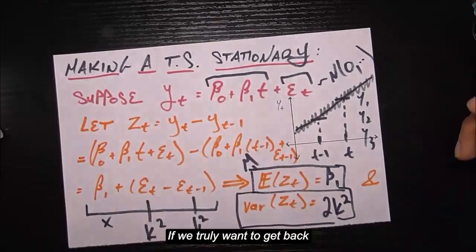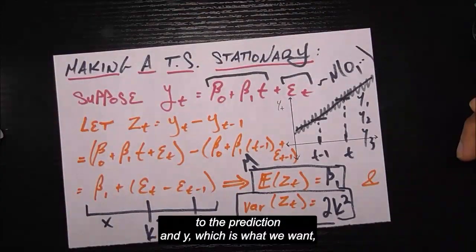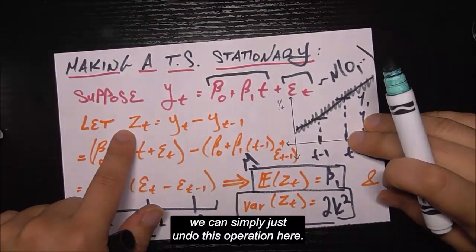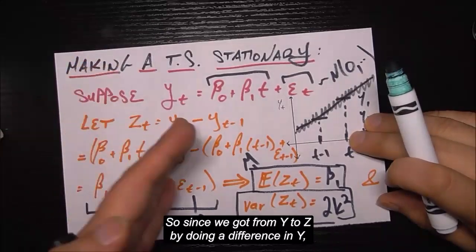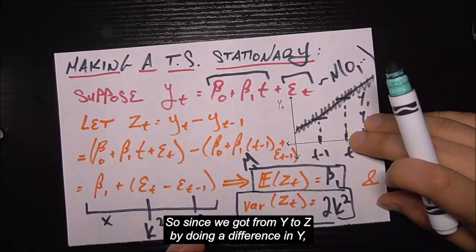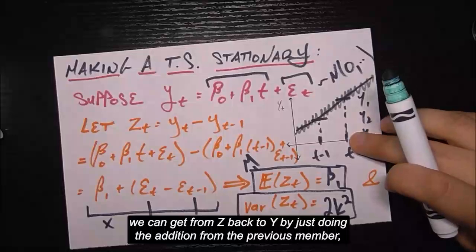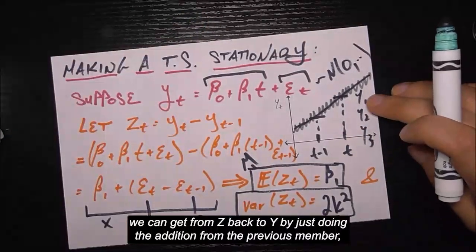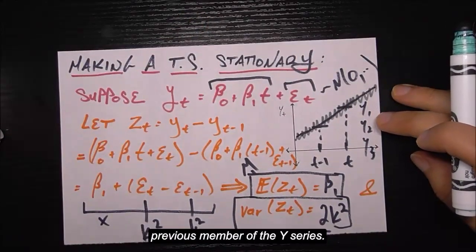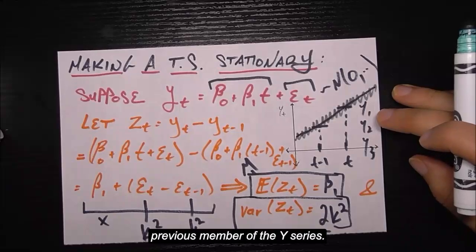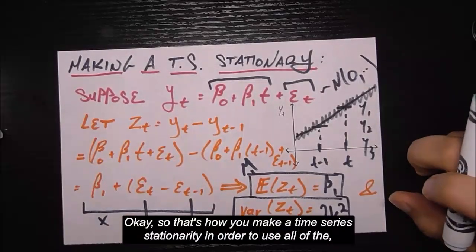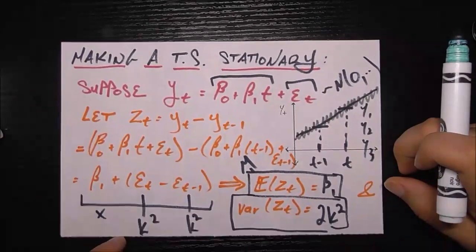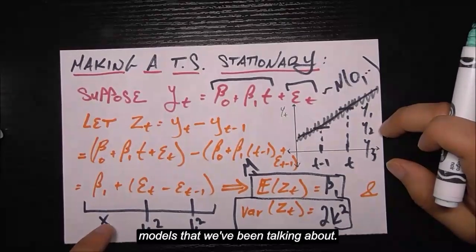Then if we truly want to get back to the prediction in y, which is what we want, we can simply undo this operation here. Since we got from y to z by doing a difference in y, we can get from z back to y by just doing the addition from the previous member of the y series. Okay, so that's how you make a time series stationary in order to use all of the models that we've been talking about.